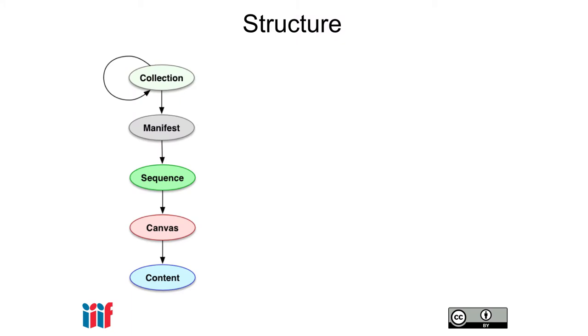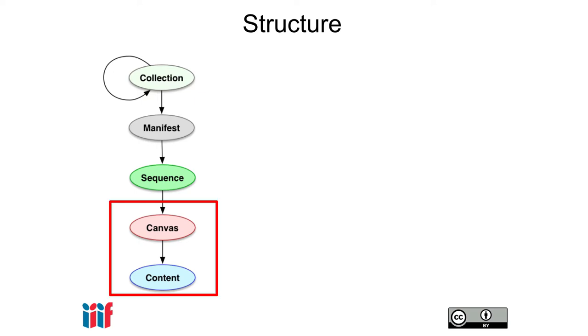So we're going to talk through the five core parts of the presentation API, and frankly, they're best explained by examples. We're going to walk up through this graph, starting with content, Canvas, sequence, manifest, and collection, and I'm going to try to show you how each of those parts functions and what they do for us.